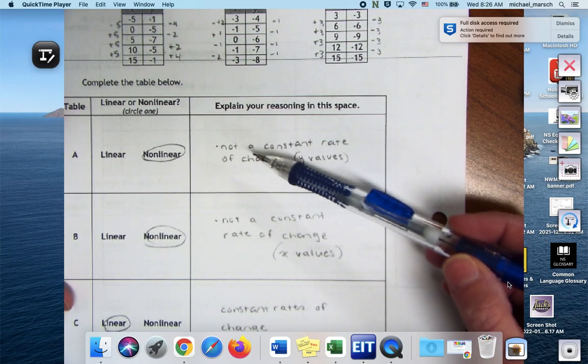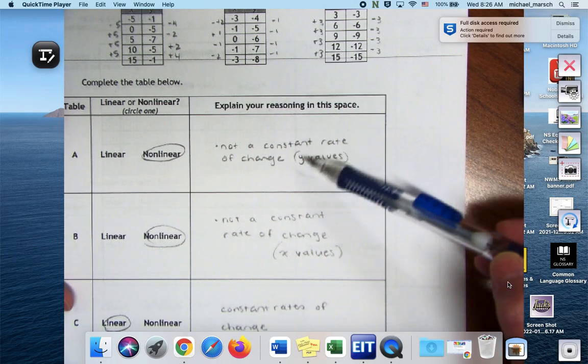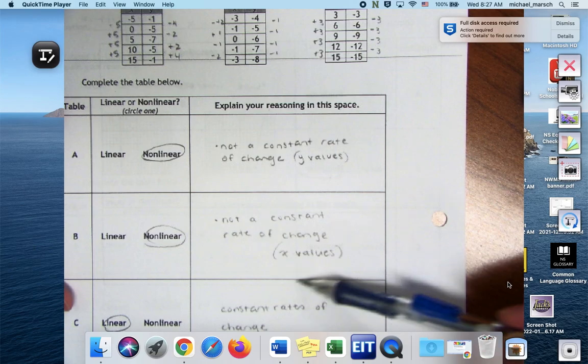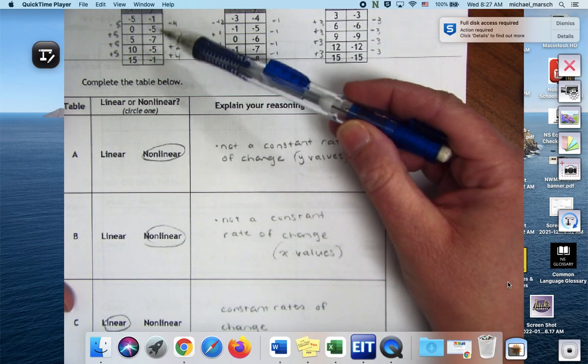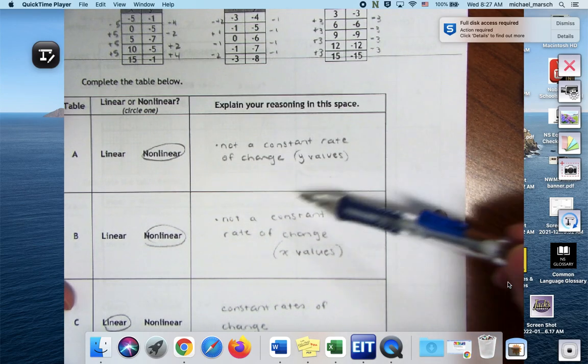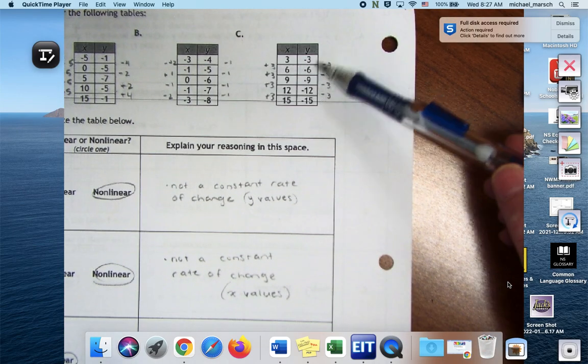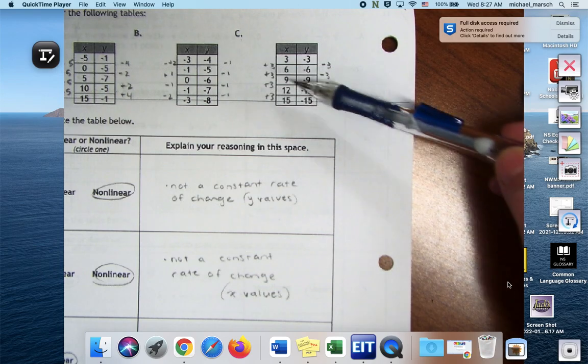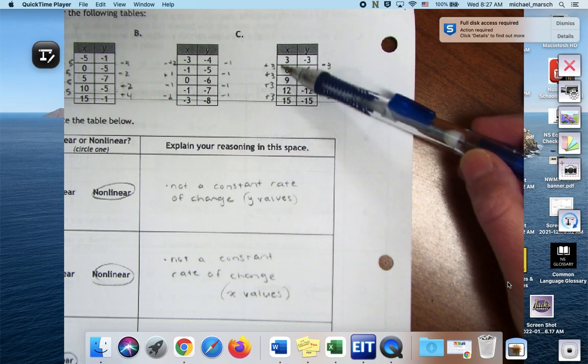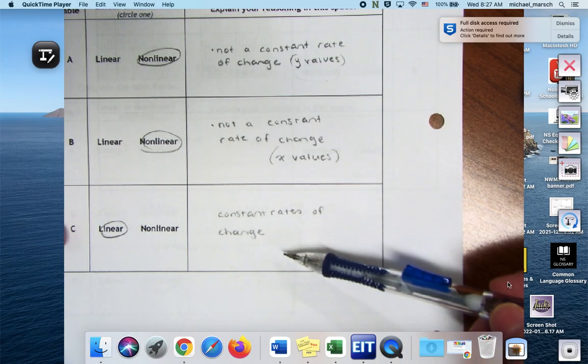And for this, you just have to put not a constant rate of change. I clarified y values and x values just so you guys could see what I was talking about. But if you just wrote not a constant rate of change, then you're good. And then this table C is following the rules. We have -3 over here for each change, +3 over here for each change. So that makes it linear.